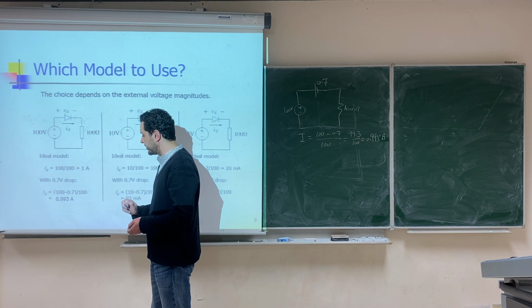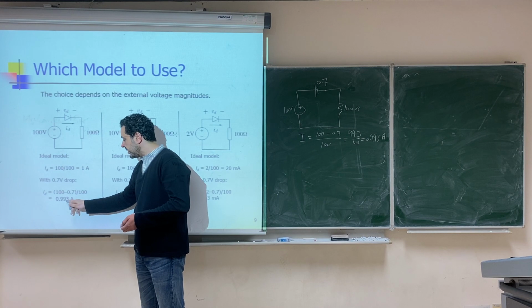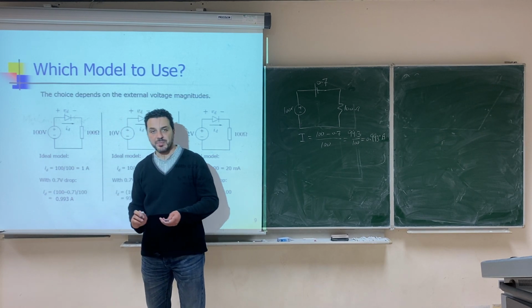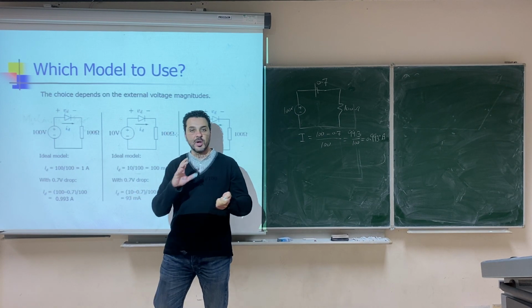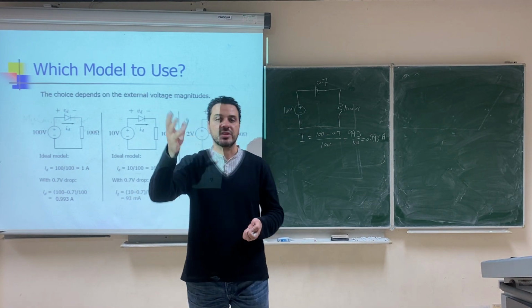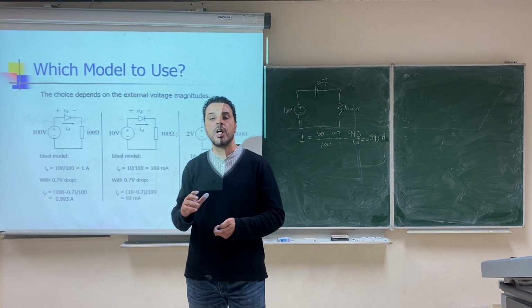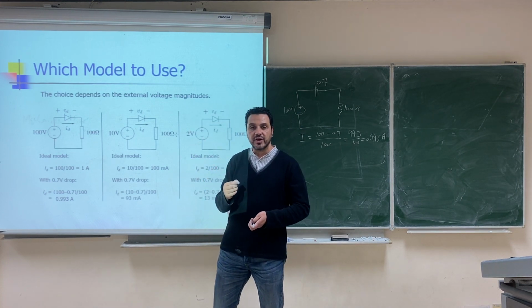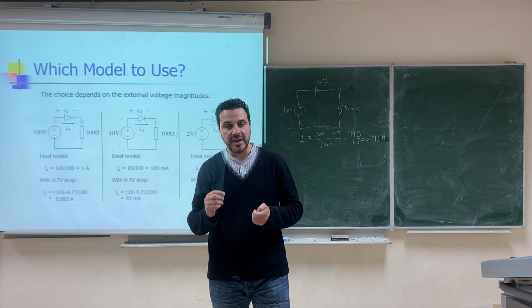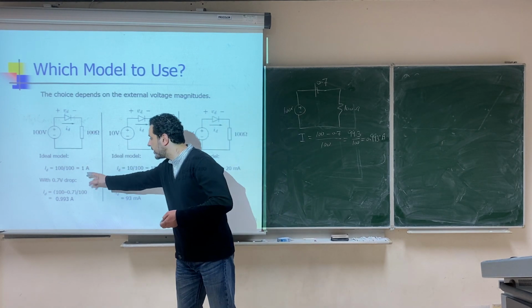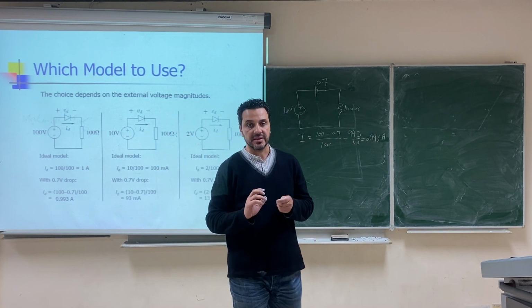Compare now the current that resulted from using the ideal diode approximation and the constant voltage drop approximation. The difference between them is approximately 7 milliampere, 7 milliampere compared to 1 ampere. So the percentage error, or the percentage difference between the two models, is 7 over 1000, right? 0.7%.